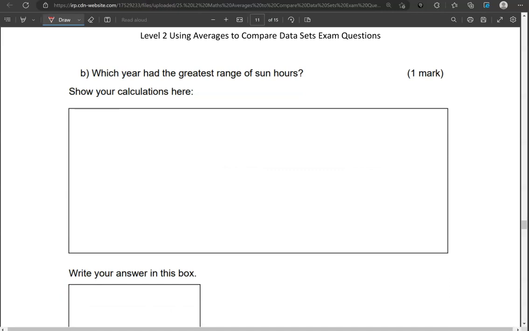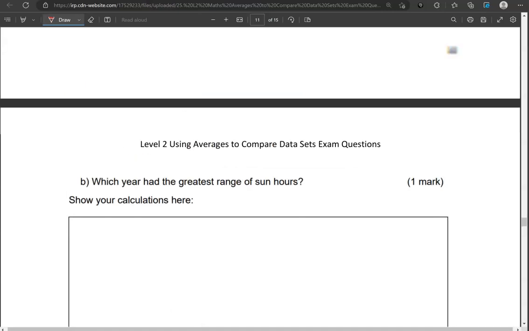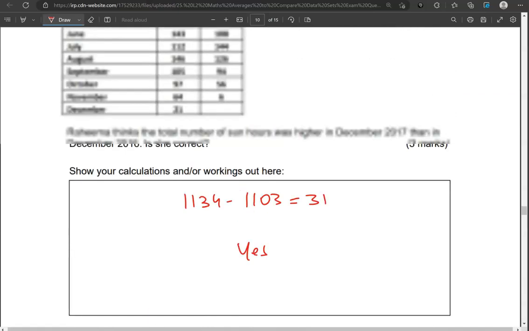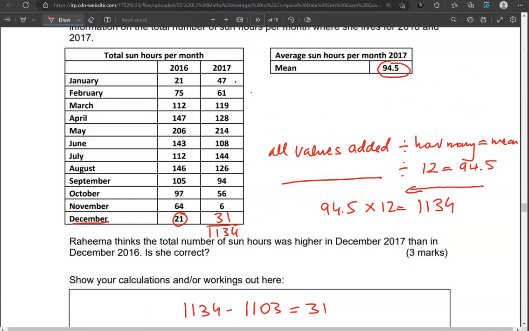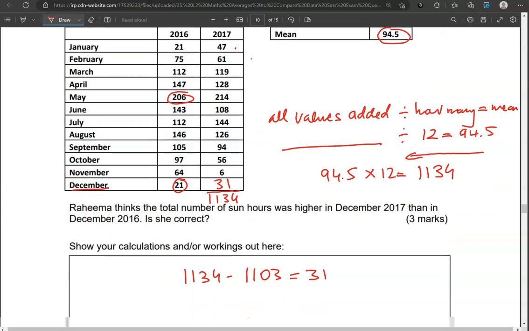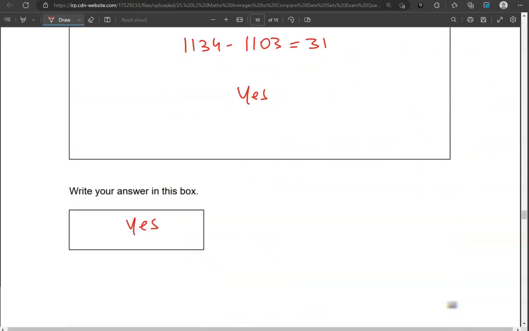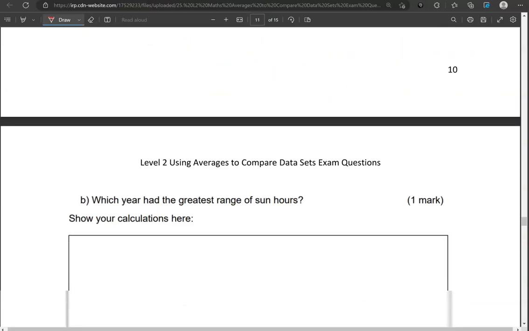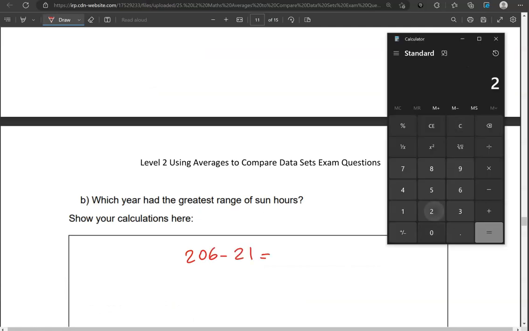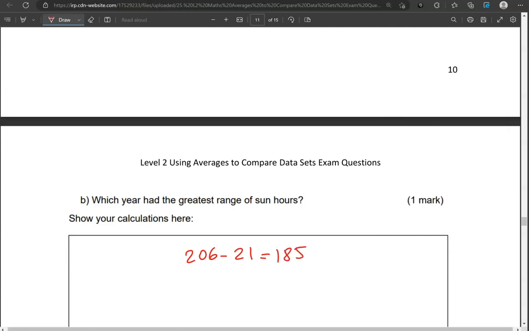Which year had the greatest range of sun hours? Show your calculations here. For 2016, the highest value is 206 and the lowest is 21. So 206 take away 21 gives us 185 for year 2016.